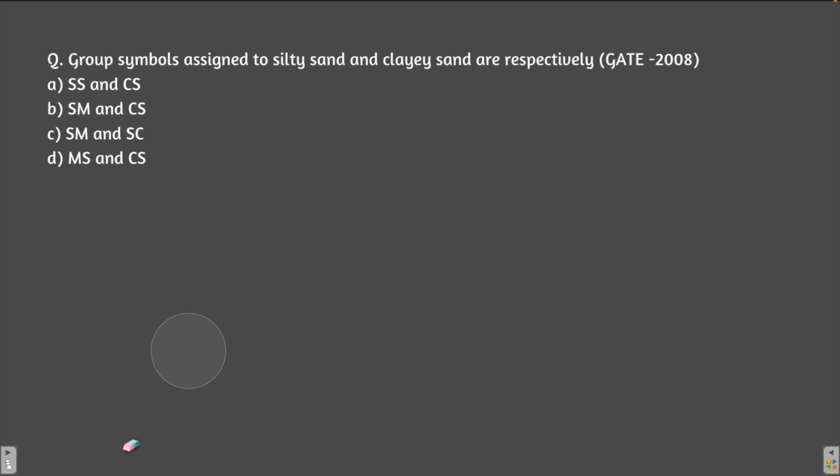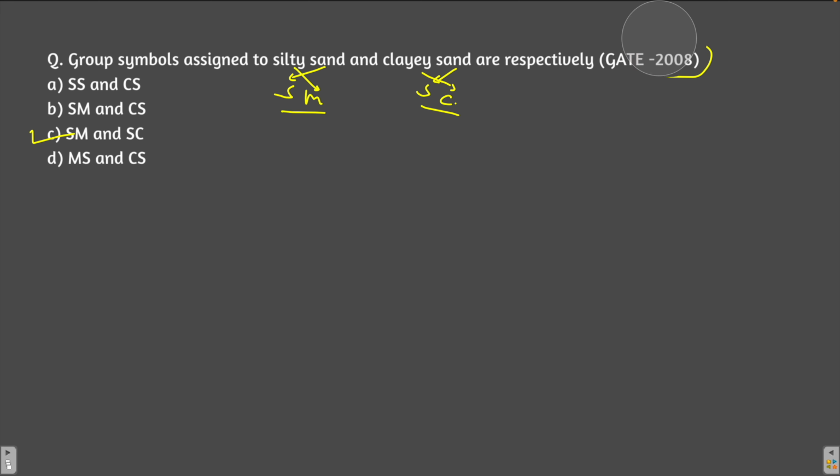So let me just do it once again. How do we write the symbols? We write the symbols in a crisscross way. Silty sand: sand is S, and silt is M. So silty sand is SM. Clayey sand: sand is S, and clay is C. So, crisscross way, silty sand is SM and clayey sand is SC. So you just have to check the option with SM and SC. This is the correct answer. This was asked in GATE 2008.